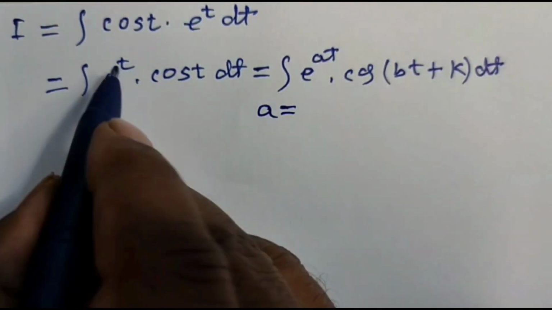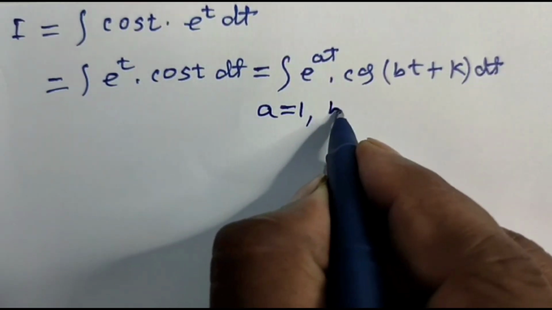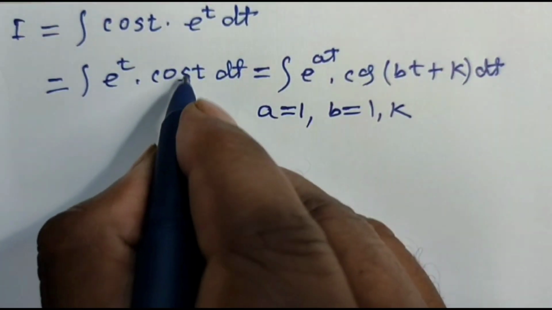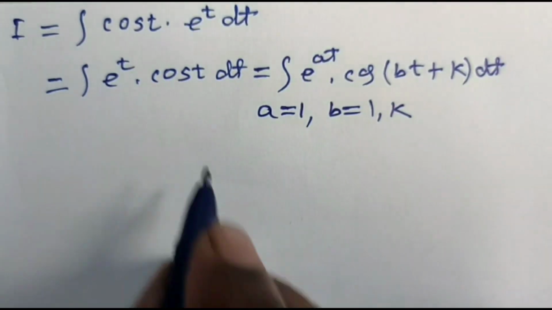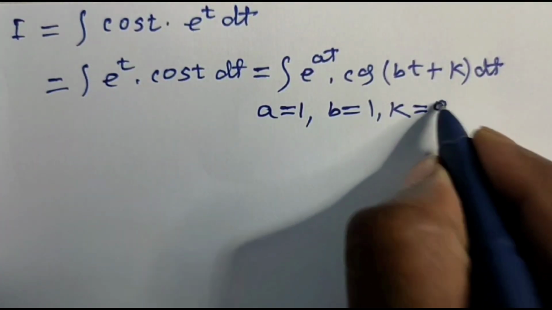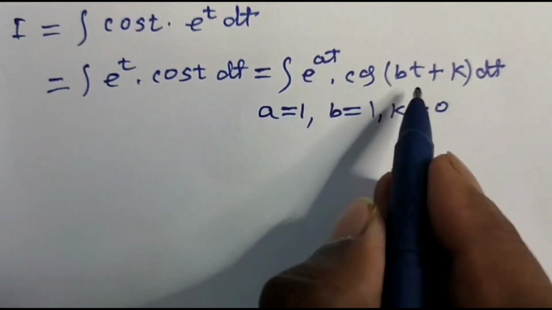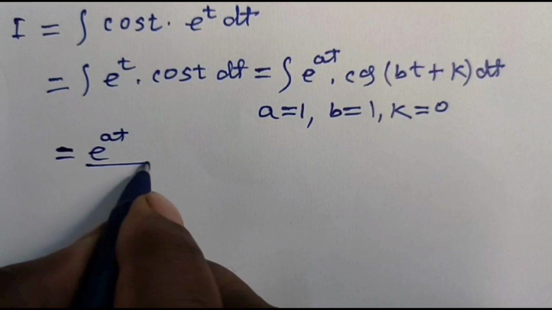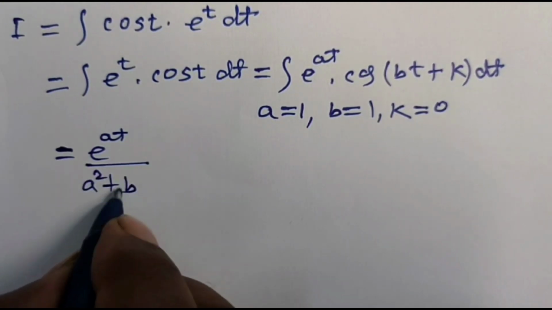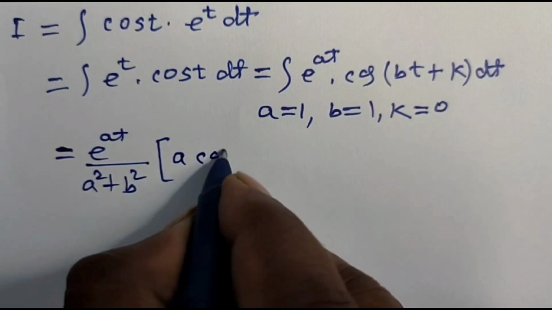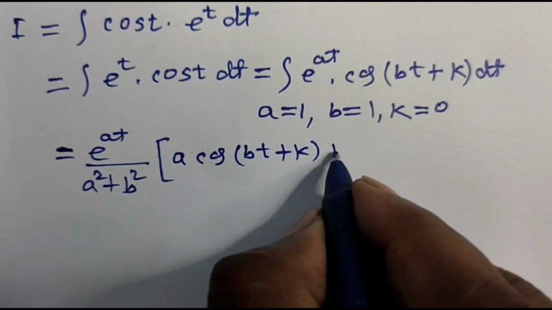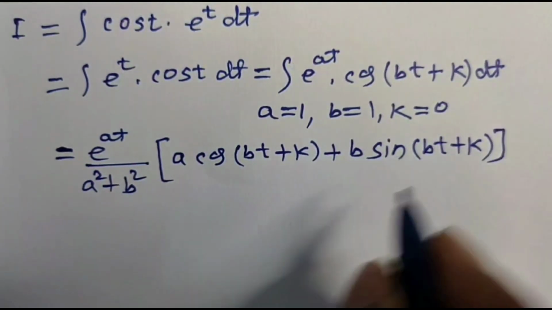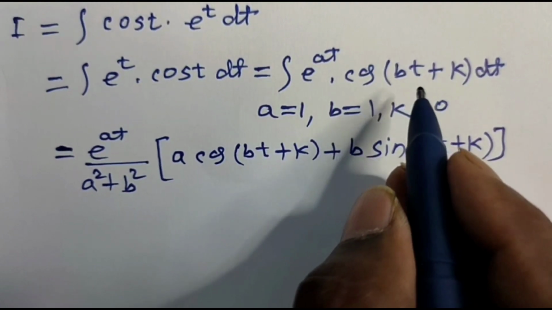A is equal to the coefficient of t here, this is 1. B is equal to the coefficient of t here, which is 1. K is the constant term, which is not present over here, so k is equal to 0. Okay, now write the formula for this integral. I is equal to e to the power at divided by a square plus b square into bracket a cos bt plus k plus b sin bt plus k. This is the formula for this integral, and this is special case number 2.